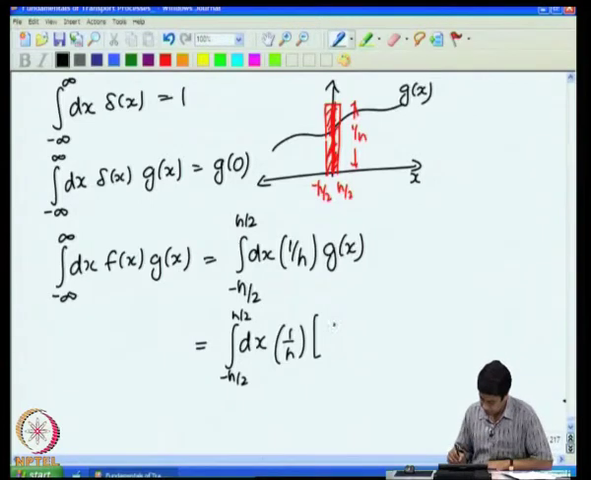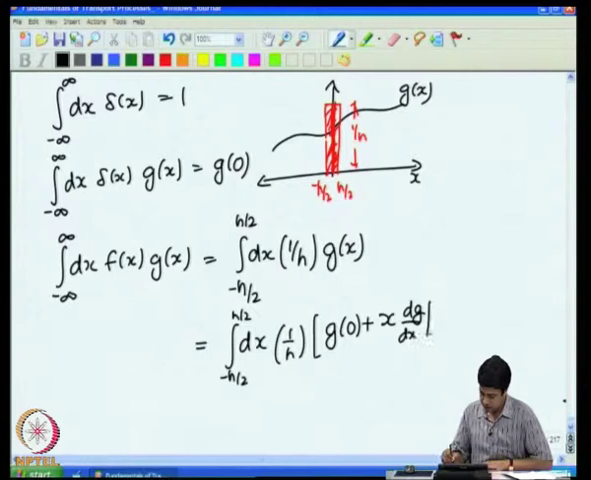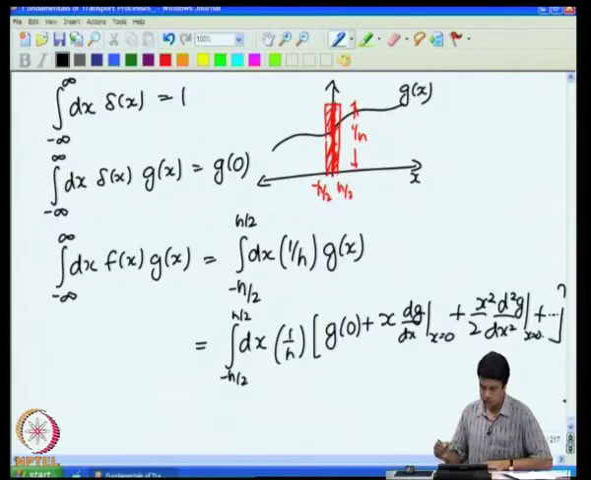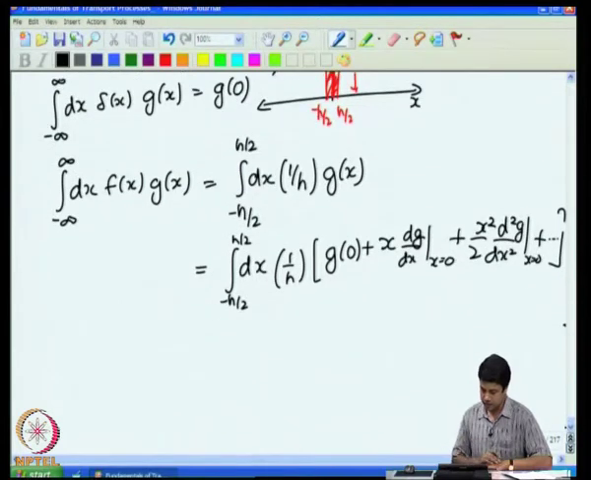This is equal to g of 0 plus x times dg by dx at x is equal to 0, plus x square by 2 times d square g by dx square, plus dot dot dot. So, this is the Taylor series expansion of the function g of x. And then I can integrate out the terms one by one.